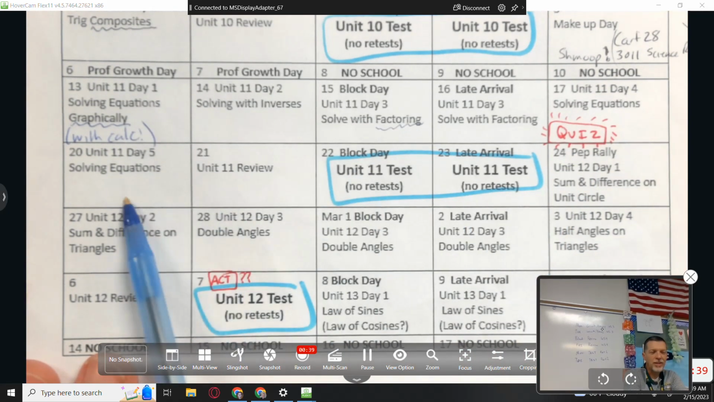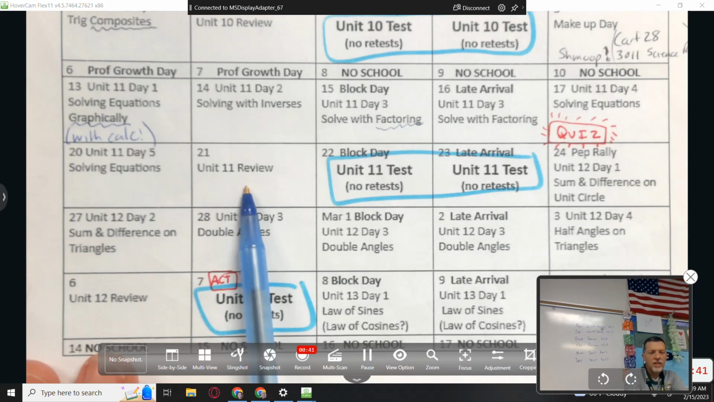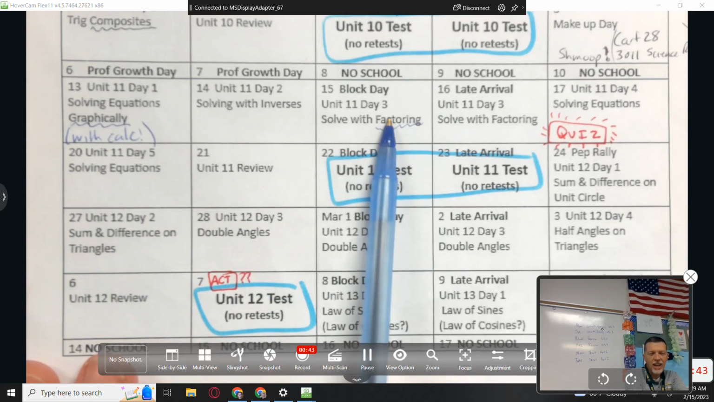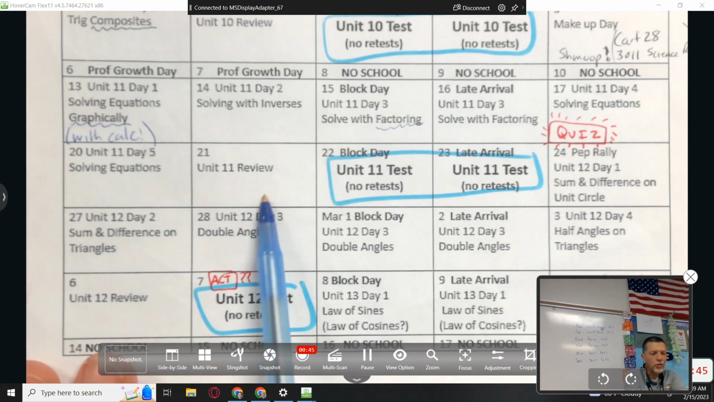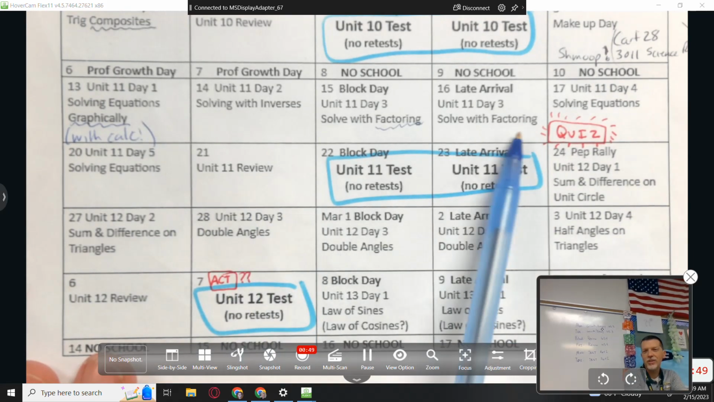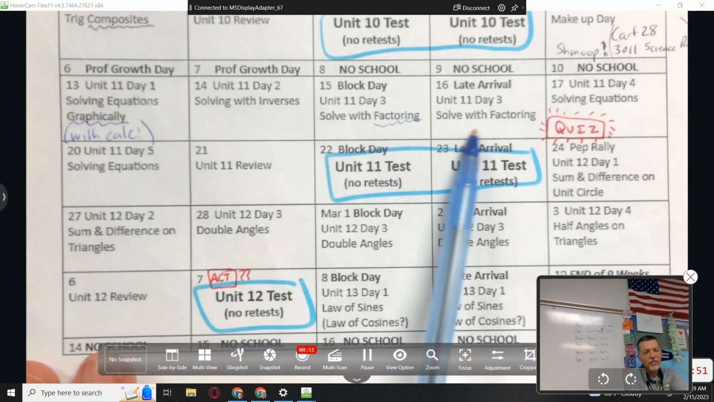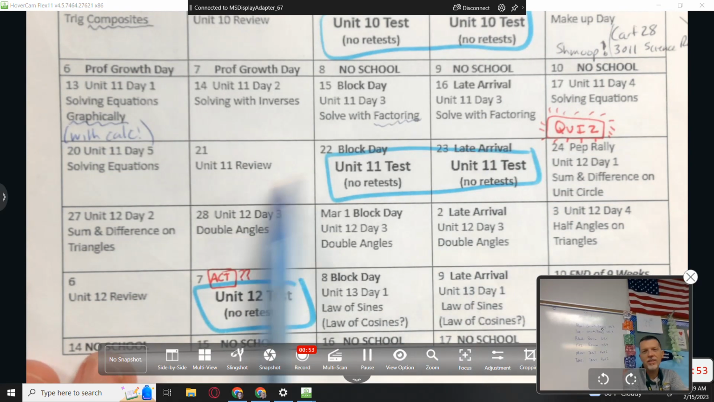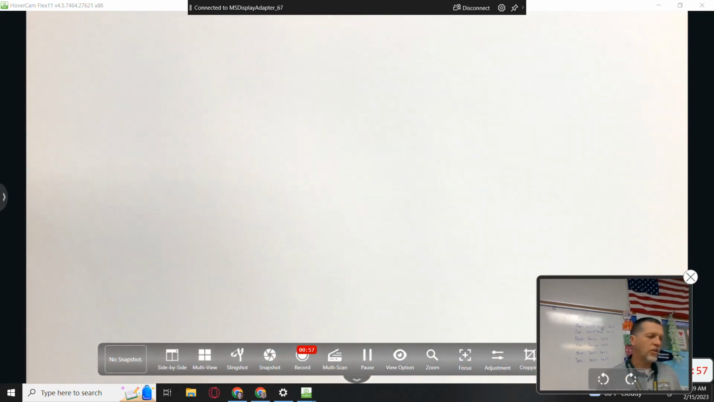And then basically we have 2 review days. So not much new today, nothing new Friday, and then 2 dedicated review days. So if you're feeling good about things up till now, then you're going to be fine for the test. If you're not feeling good about things, you still got a few days to figure things out. All right, let's look at the notes for today.